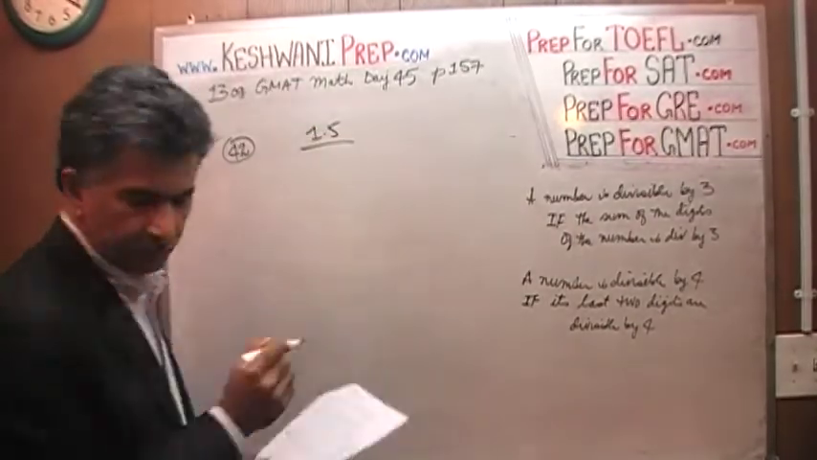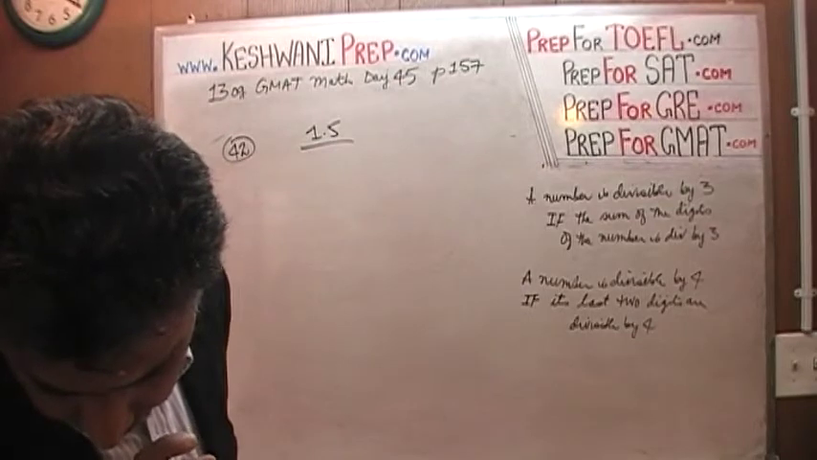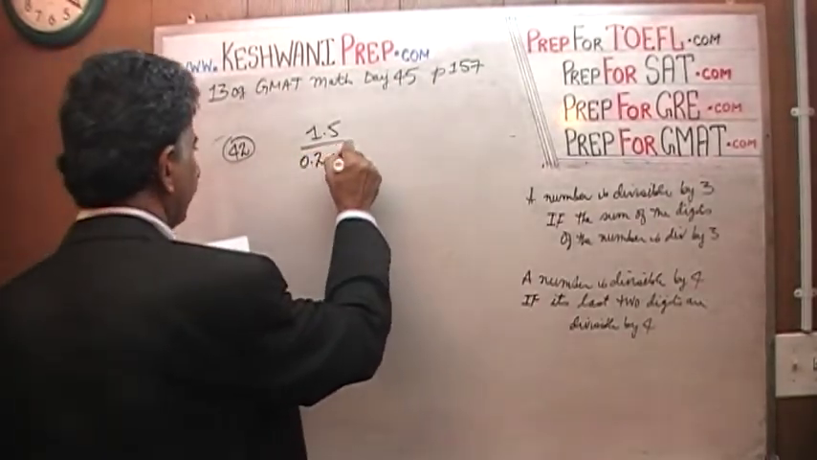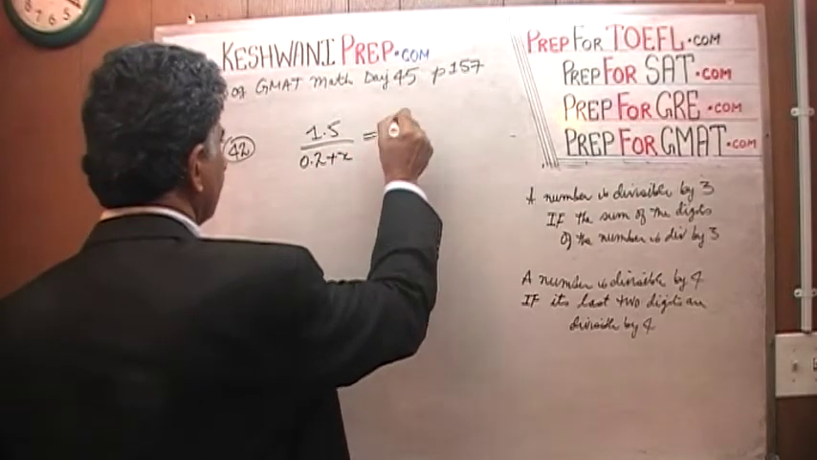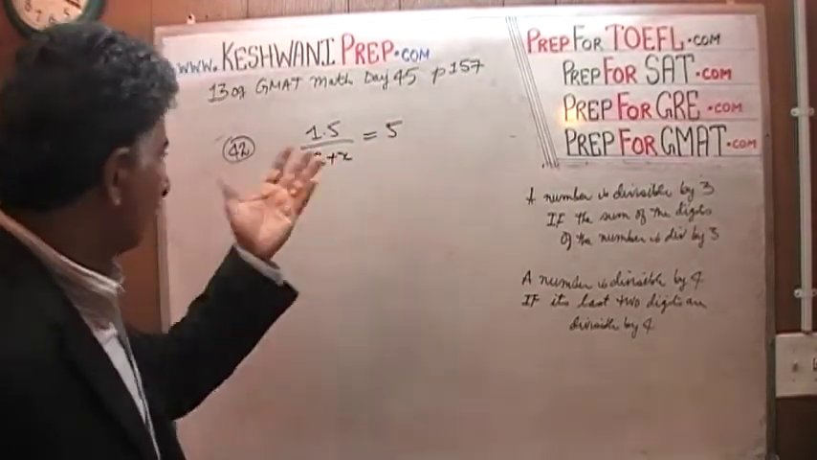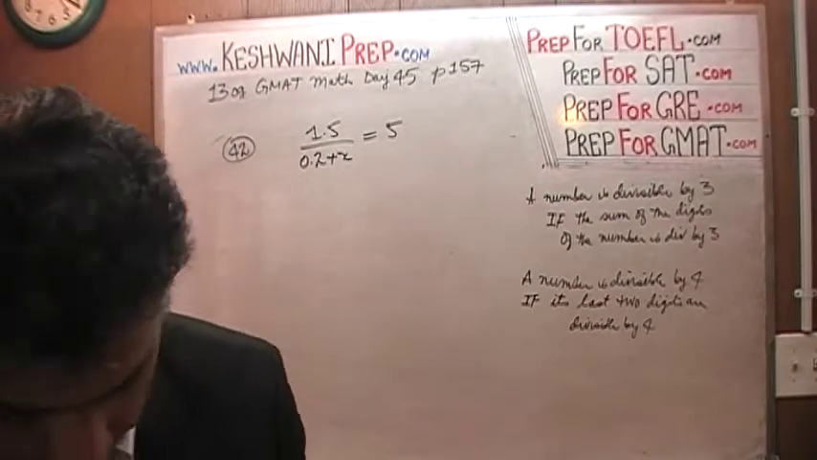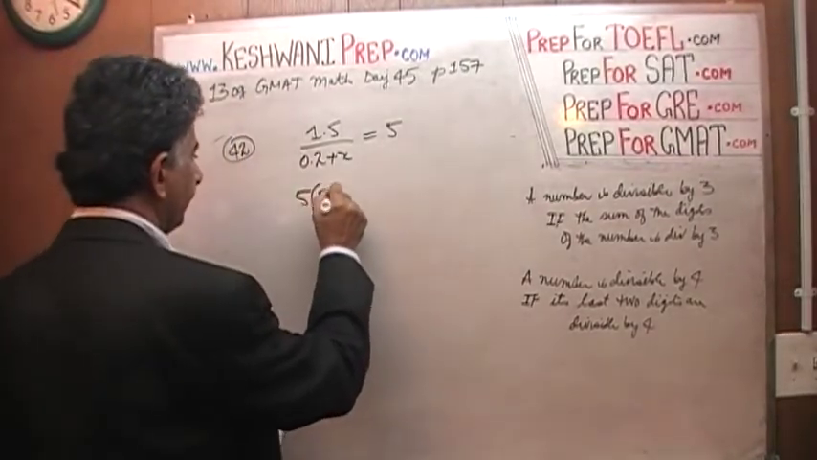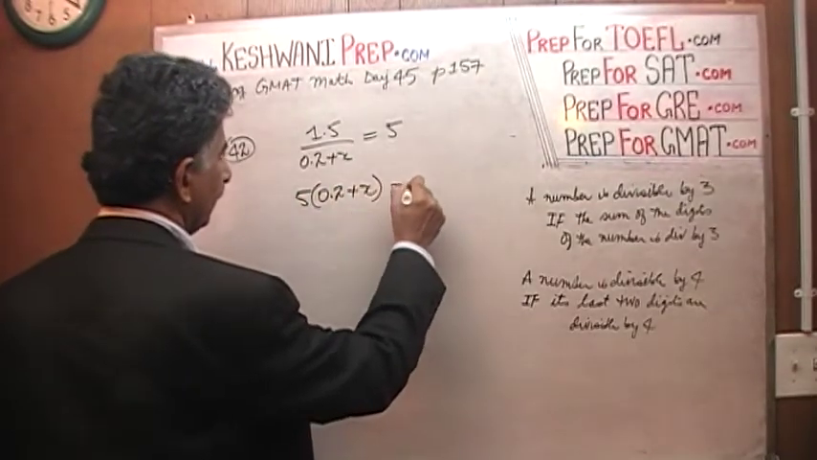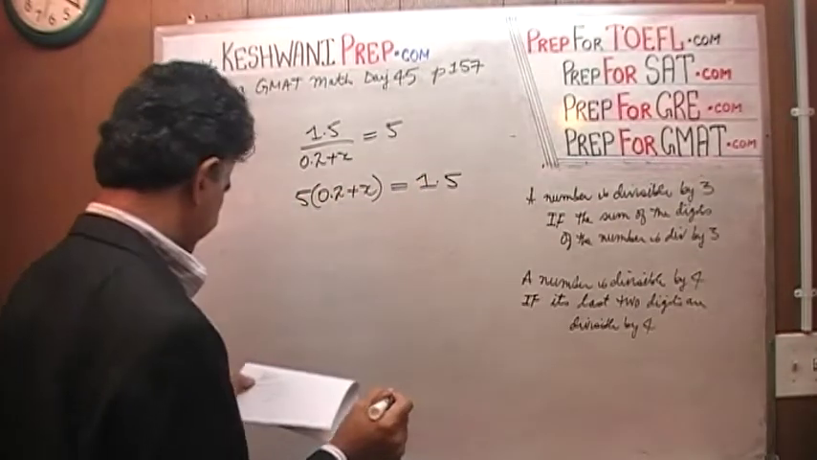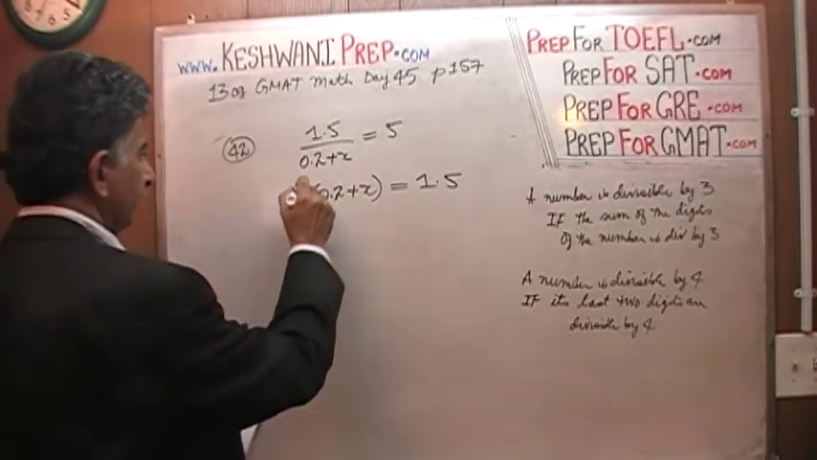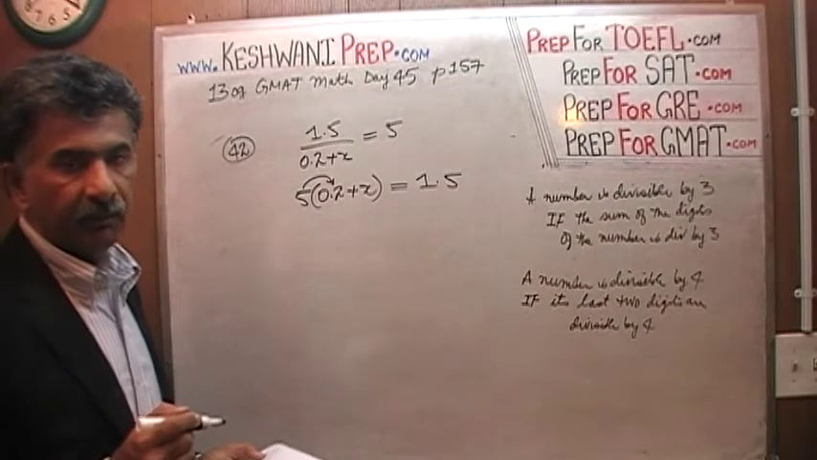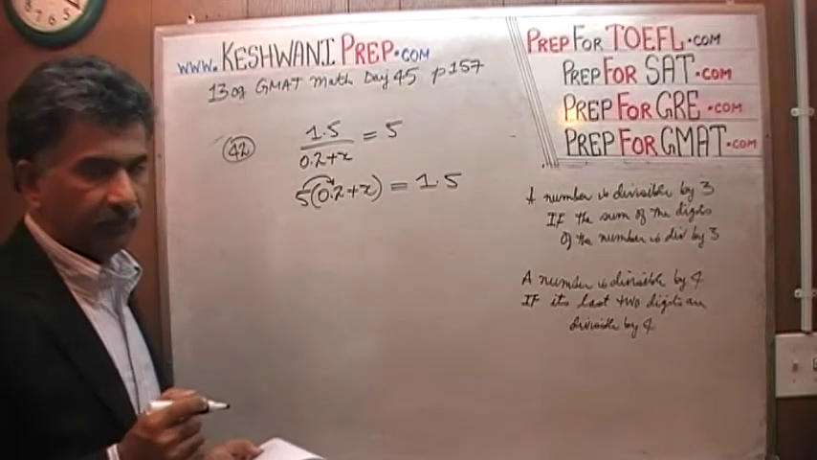Number 42: 1.5 over 0.2 plus x equals 5. Let's cross multiply the whole thing, and if we do that, we'll end up with 5 times (0.2 plus x) equals 1.5. Open the parenthesis. 5 times 0.2. 0.2 is 20%, and 5 times 0.2 is 1.